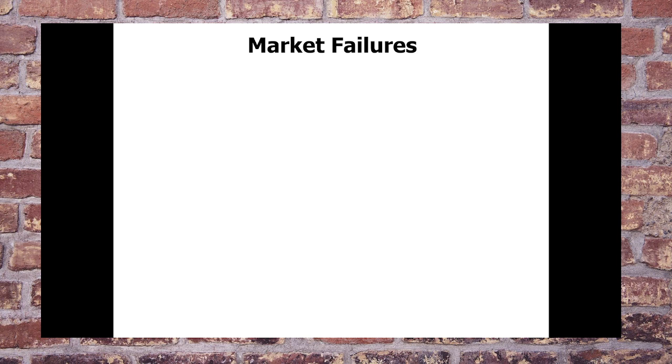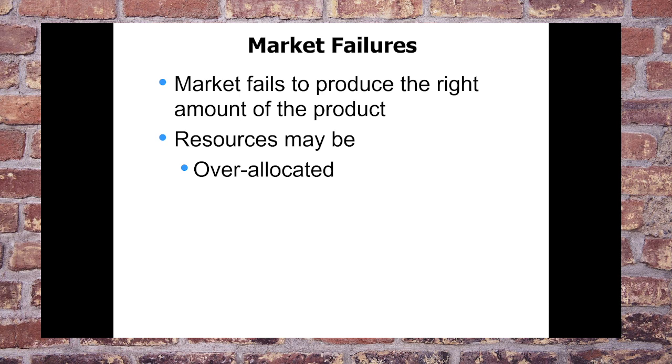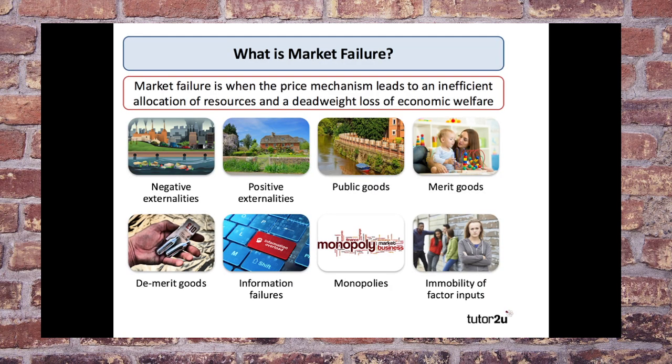Come inside, come inside. All right, so we're looking first at market failures. What do we mean? We mean the market fails to produce the right amount of the product. Resources may be overallocated or underallocated. That's where the market is failing. It's either over or under allocating the resources. Some examples of market failures that we're going to focus on in this class would be the negative externality, the positive externality, and the public good. Those are three things we'll focus on in today's video.